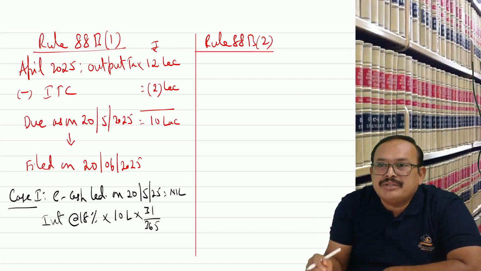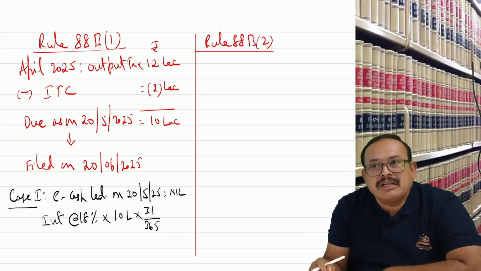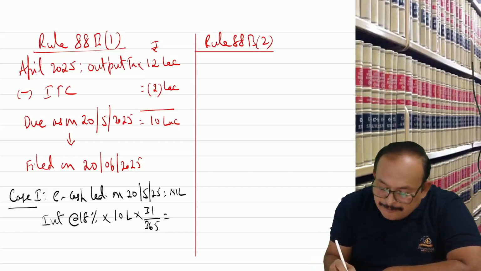May month how many days? 31 days minus 20, 11 days. June month 20. 11 plus 20, 31 days. How much interest?